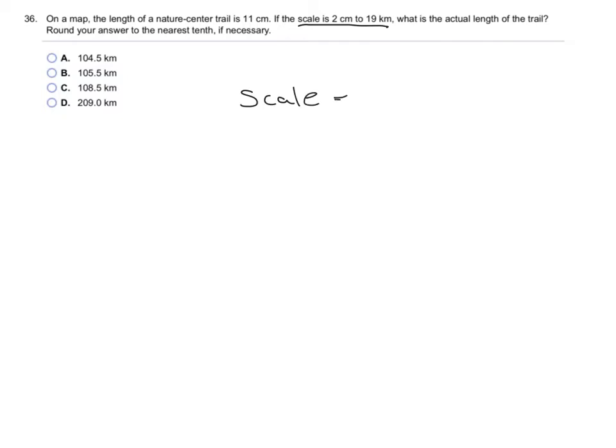This is going to be my ratio, and my numerator is going to be the length on the map, and the denominator is going to be the length of the actual trail.